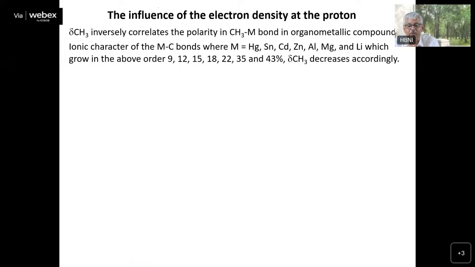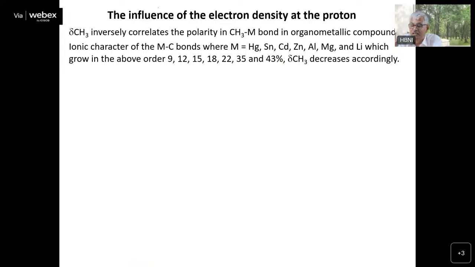Okay, so now you can explain the electron density very nicely if you see the organometallic compounds where the metal is directly bonded to methyl. For example, I have shown this order: mercury, tin, cadmium, zinc, aluminium, magnesium, and lithium. You see the polarity of these. For mercury, the bond is 9% polar, whereas for lithium it is 43% polar, and you will see the delta CH3 values decrease accordingly.